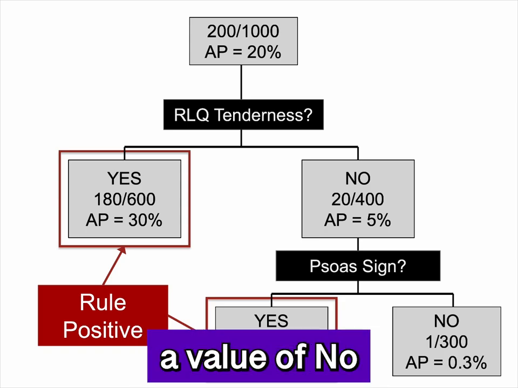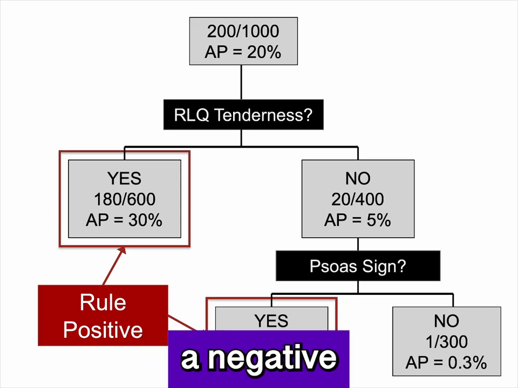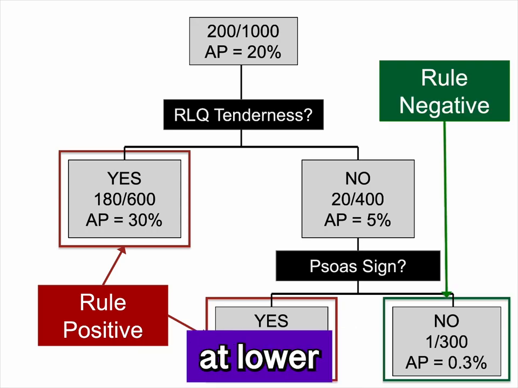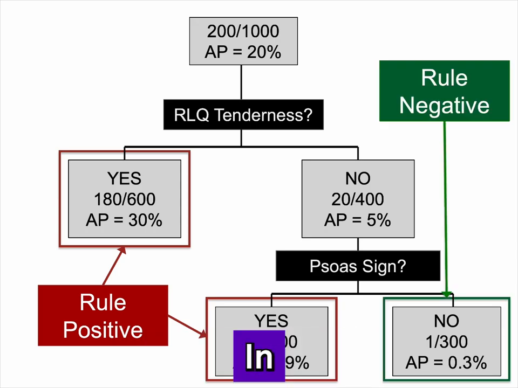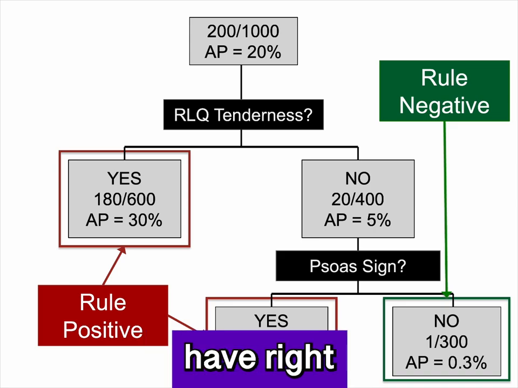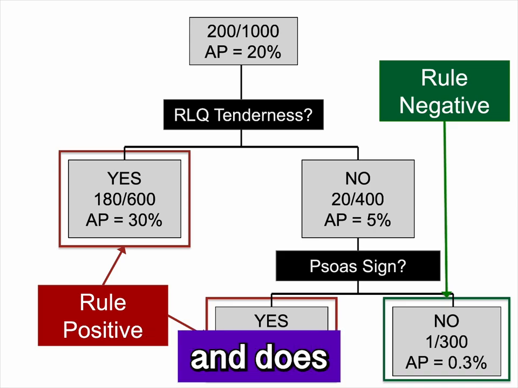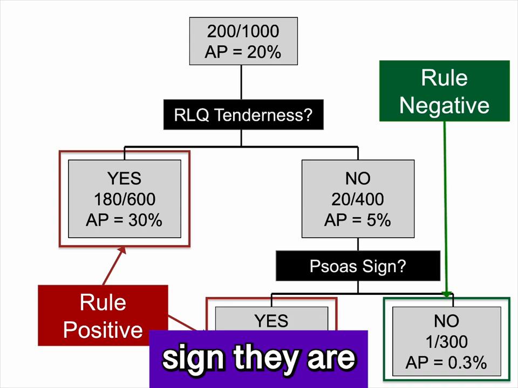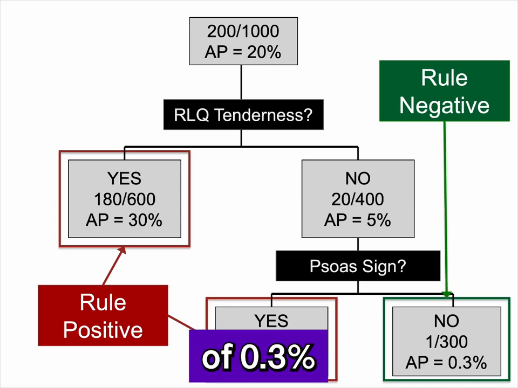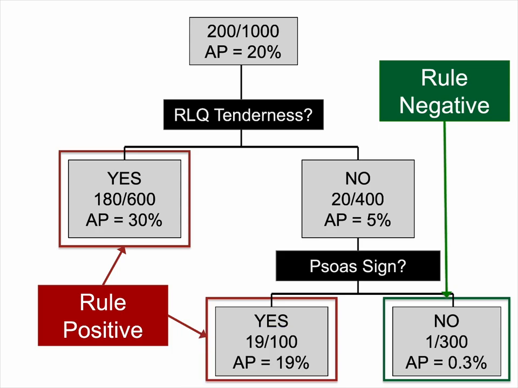The terminal node with a value of no for all predictors indicates a negative rule. These are the patients at lower risk of the outcome. In this example, if the patient does not have right lower quadrant tenderness and does not have a positive psoas sign, they're at lower risk of appendicitis with a risk of 0.3%, 1 out of 300.